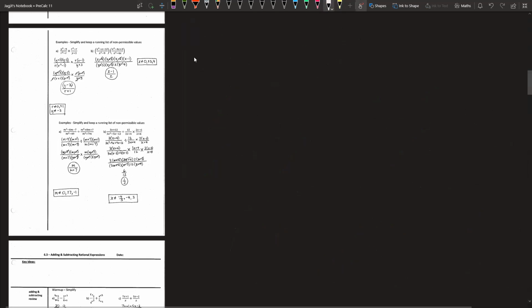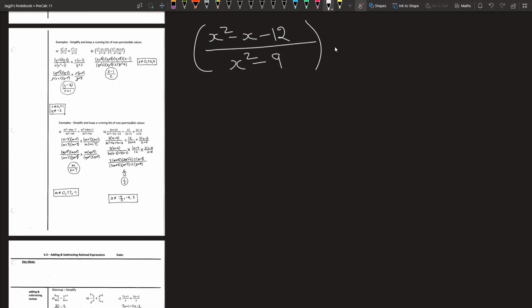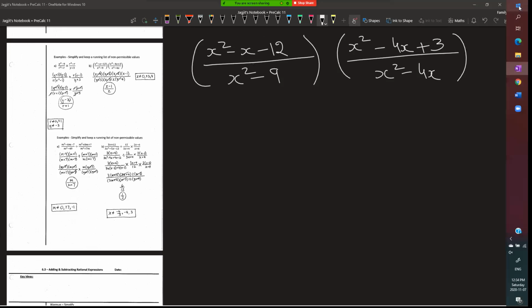Okay, everyone, I want you guys to do the next question. Let's go. We got x squared minus x minus 12 divided by x squared minus 9. And we're multiplying this with x squared minus 4x plus 3 divided by x squared minus 4x. Let's go, everyone. I want you guys to try this one out.